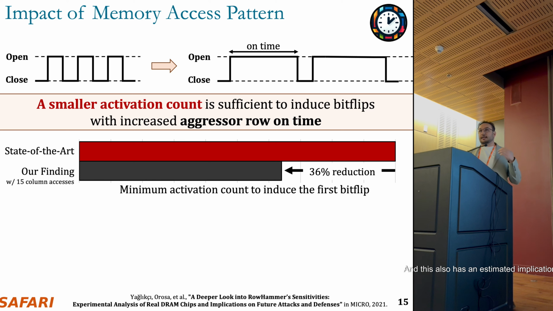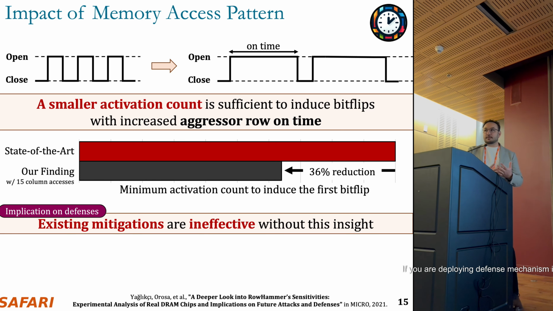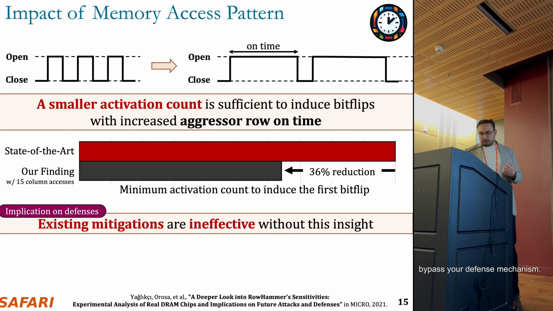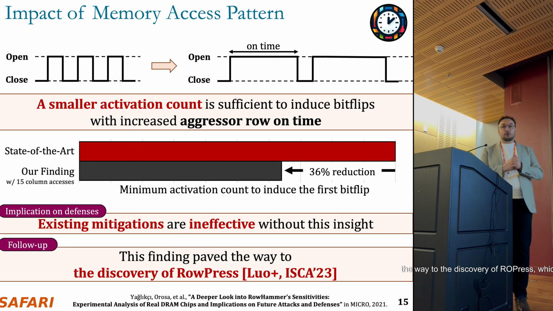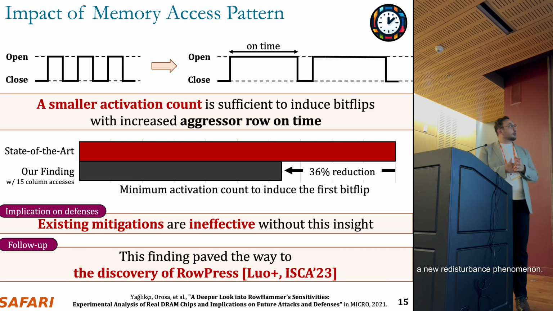This also has an immediate implication on defense mechanisms. If the defense mechanism deployed in your computer does not account for this kind of effect, you can play with the access pattern and bypass your defense mechanism. And more importantly, this finding paved the way to the discovery of RowPress, which is a new read disturbance phenomenon.